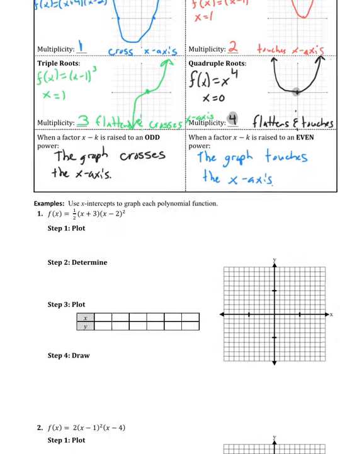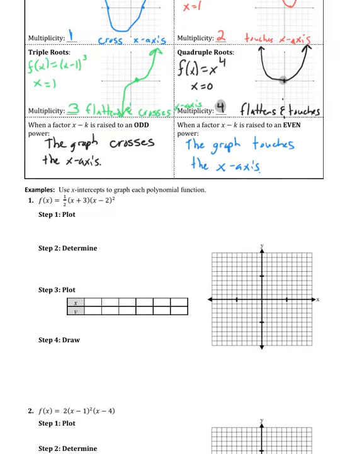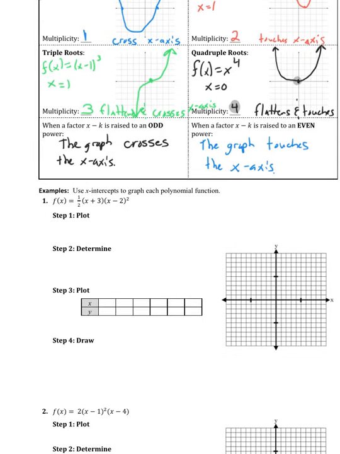Okay, now we're going to use x-intercepts to graph each polynomial function. So first, let's go ahead and plot the x-intercepts. So the x-intercepts are, let's see, I've got an x plus 3. So I could subtract 3 from both sides, and I get x equals negative 3 as a possible 0. So negative 3 comma 0 is an x-intercept. I also have this x minus 2 equals 0. I could add 2 to both sides, and I get x equals 2. So 2 comma 0 is an x-intercept.